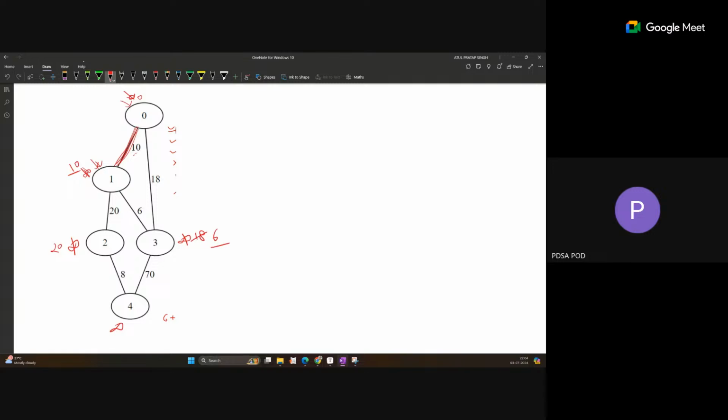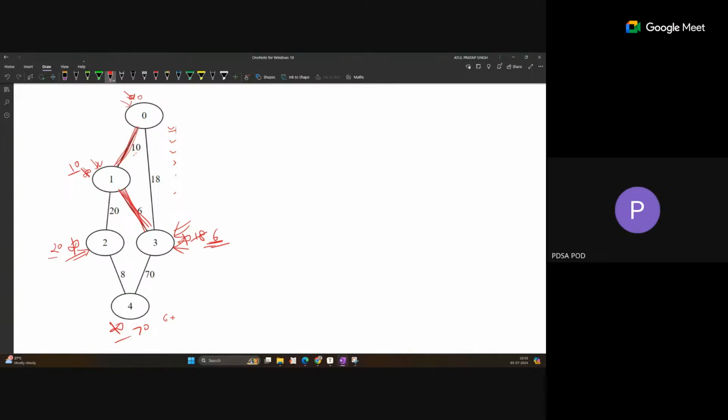Now the next candidates are 26 and infinite, so you will select this 3. And where are you getting this 6 from? From here, so this edge will be selected. Now when you are picking this 3, you are moving to the unvisited vertex, 3 to 4, which is 70. So this will be updated to 70. Next time, which node will you pick? This 2.